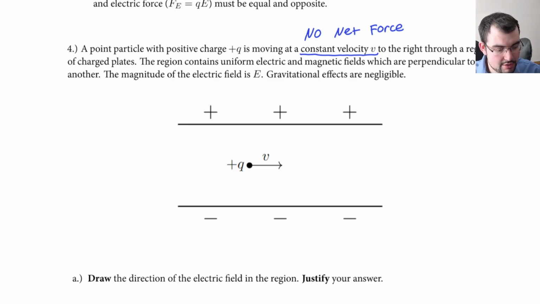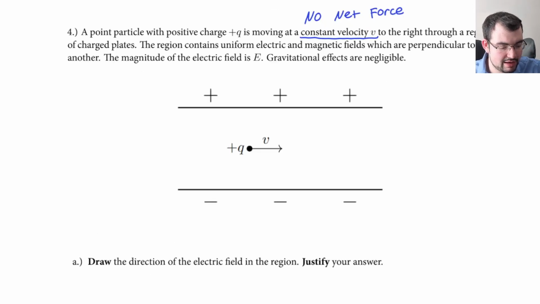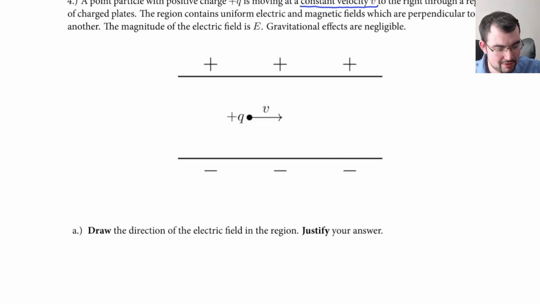It says that there are uniform electric and magnetic fields which are perpendicular to each other. And I'm giving you the magnitude of the E field as E. Ignore gravity. So we're using these small spheres, so we can always ignore whatever is happening with gravity, because we said that at those scales, the electric force absolutely dominates gravitational effects.